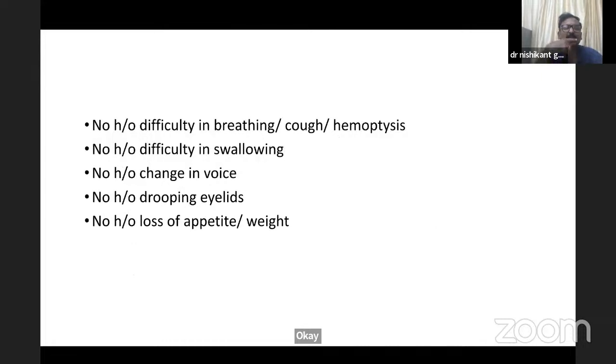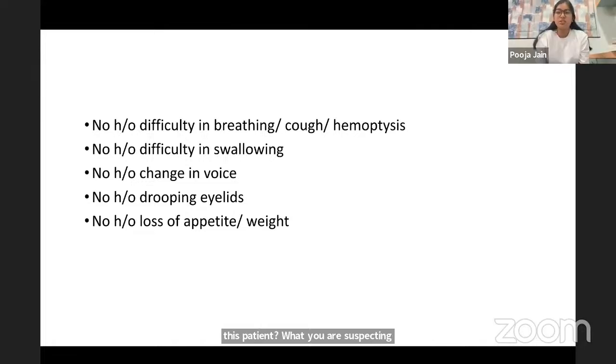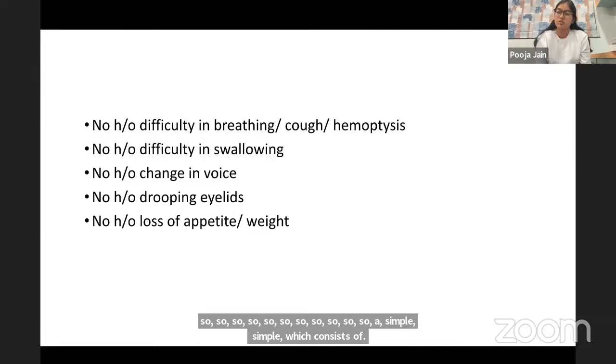Drooping of eyelids. Why do you ask history of drooping of eyelids in this patient? What are you suspecting? Cervical sympathetic chain involvement. If the swelling is big enough to compress or involve the cervical sympathetic chain, the patient can have Horner syndrome, which consists of miosis, ptosis, anhidrosis, loss of ciliospinal reflex.